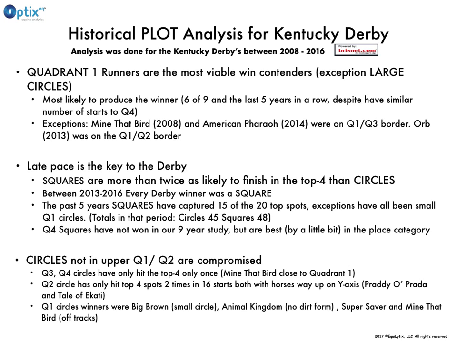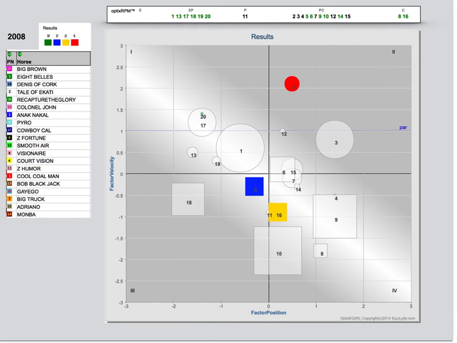Super Saver and Mine That Bird were both off tracks and just kind of crazy days, but let's look at some of these and get a feel for it. I think visualizing this helps. So this is the Big Brown race in 2008. You can see he's a very small circle up in Quadrant 1, and you see Tail of Acadi way up in Quadrant 2. So he had some early pace or second call pace. And then the other 2 horses were squares down in Quadrants 3 and 4. So a circle can win if you get the right one, and he was the small circle in Quadrant 1. Again, Quadrant 1, where horses can put themselves in a race, are probably the most viable winners.